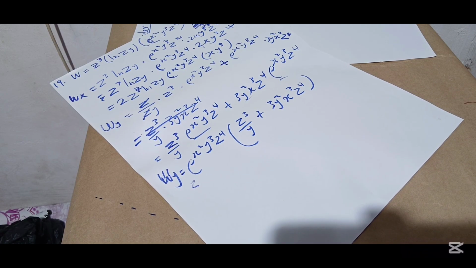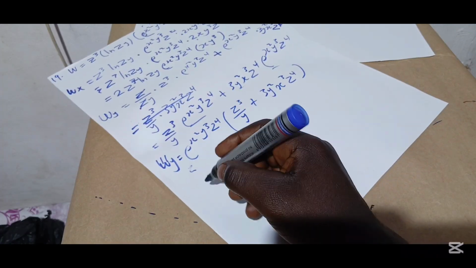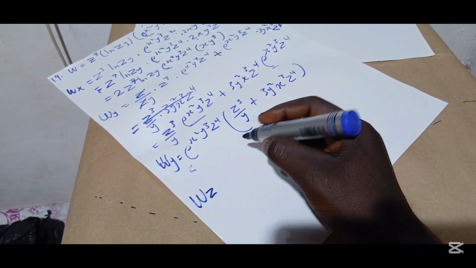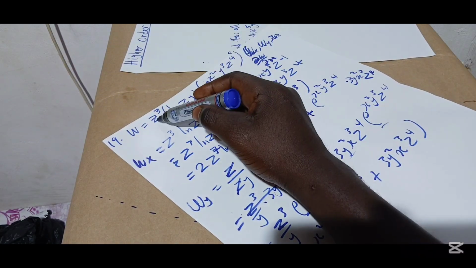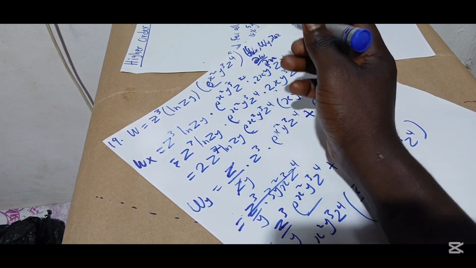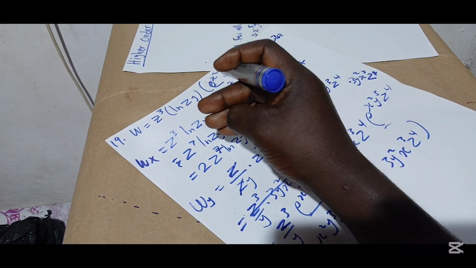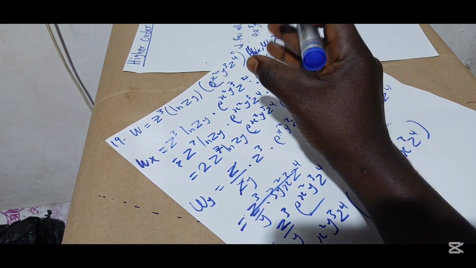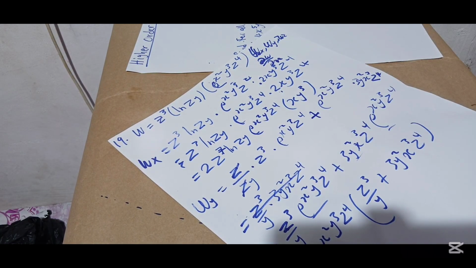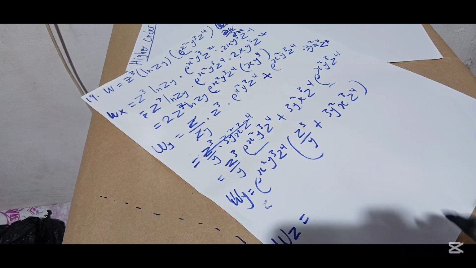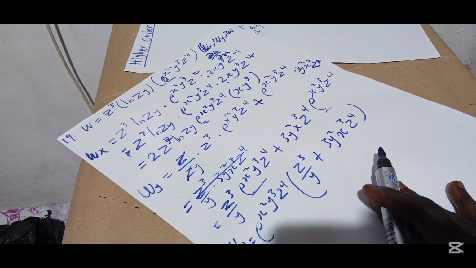Let's do the last one, which is wz. We are going to find wz. In this case, we have a z term in the first, second, and third factors. So we are going to do it one after the other. We differentiate one, leaving the rest, followed by the other one, leaving the rest, followed by the other one, leaving the rest, and we add them. So first of all, let's differentiate z to the power 3, leaving the rest.